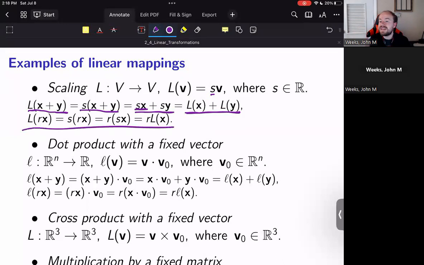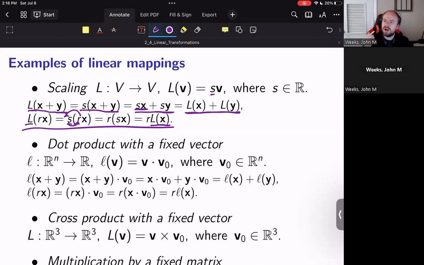Same deal with scaling. We can bring scalars outside. And if you go through and talk about what L of Rx is, then it's S times R times x, we can always switch these two scalars whenever we're doing our multiplication. And finally, Sx is Lx. So this is just going through the mathematics of showing that this is a linear mapping.